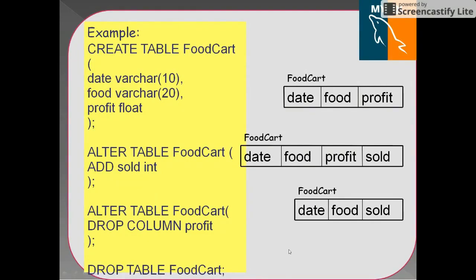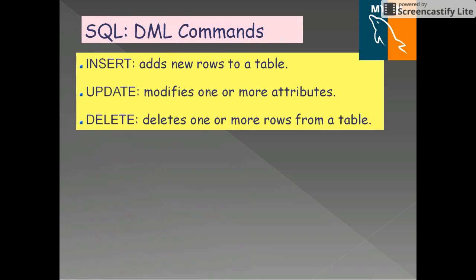Then there come DML commands, data manipulation language commands. Those include insert, update and delete. The insert command is used to add a new row to a table. The update command is used to modify one or more attributes. The delete command is used to delete one or more rows from a table.